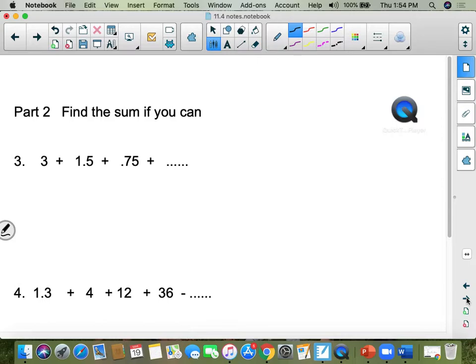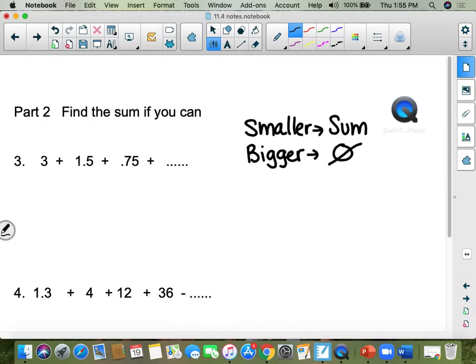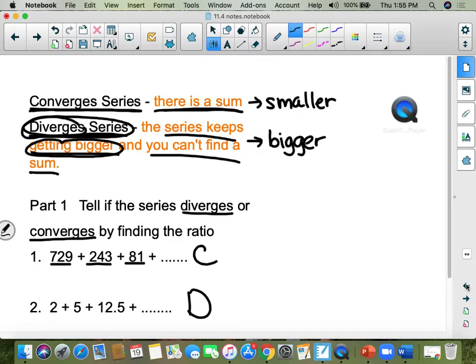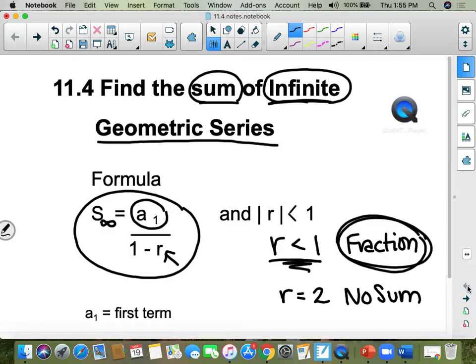Second part of the assignment is to actually find the sum if you can. So, if the numbers are getting smaller, you can find the sum. It's called the converging series. If the numbers are getting bigger, there is no sum. And if the numbers are getting smaller, you are going to use this formula right here. The first term divided by 1 minus the ratio.